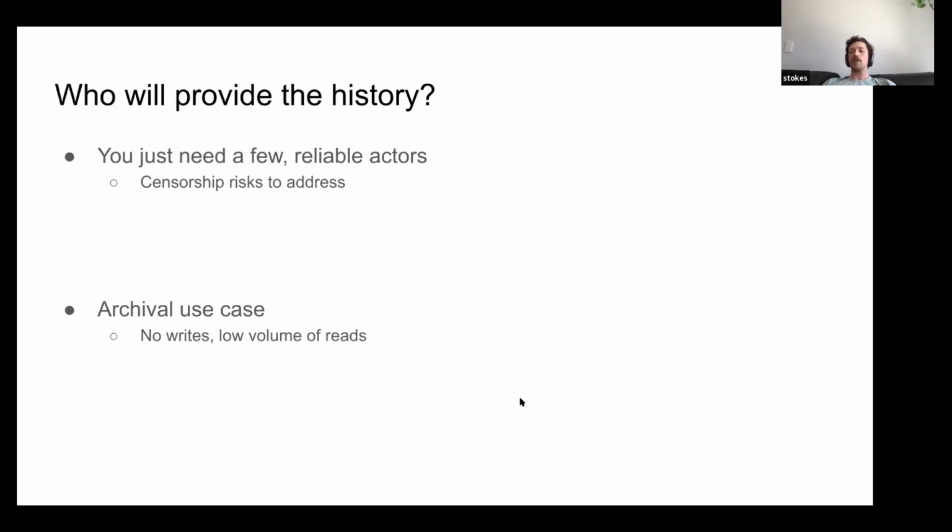A more interesting question is, who will provide the history? The thing is, you only need a few actors. They could be very well established players in the ecosystem that are providing this history. There are, of course, censorship risks to having just a few, but it's definitely the position of the EIP that we think there'll be enough trustworthy actors in this space to provide the history. And when I say trustworthy, I don't mean that you need to trust them, because you can still independently verify. This is more an availability question.